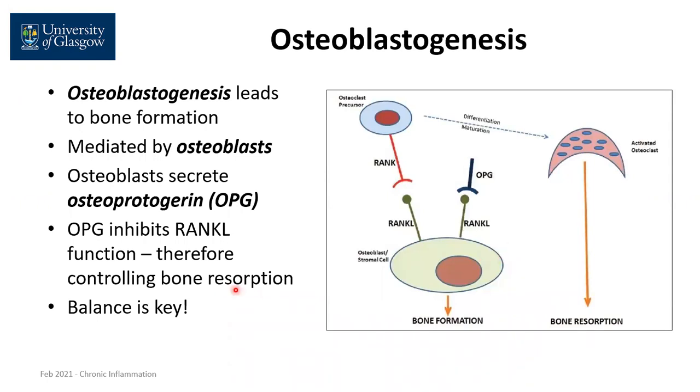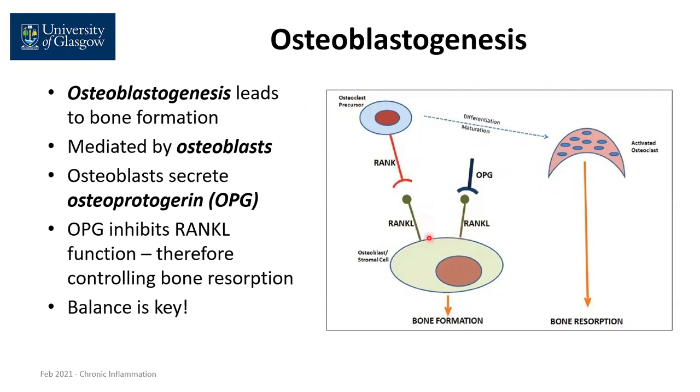The third protein that I want to talk about is OPG. So OPG is also produced by osteoblasts, okay? And this OPG is really important in actually trying to control the function of RANKL. So OPG will inhibit RANKL function, thereby controlling bone resorption. And this diagram here quite nicely highlights that. So these are the three components that we've just talked about.